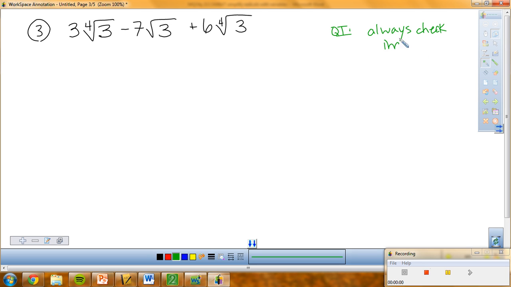Right? If you're rushing through this, you could very quickly glance and say, oh, well, they're all radical 3, radical 3, radical 3. I can combine them. But are these truly like terms? No, they are not, because they do not have common index. Even though they have the same radicand, all of them have 3 underneath the root, they do not have the same index. So these are not all like terms. We do have 2 sets of like terms though. So here I have a like term, and here I have a like term.